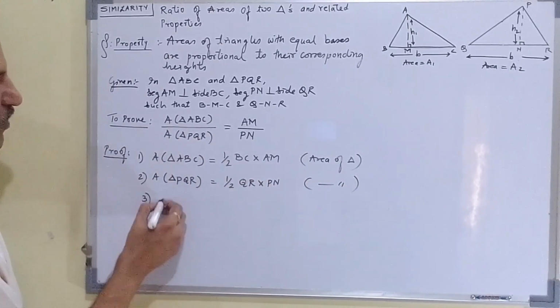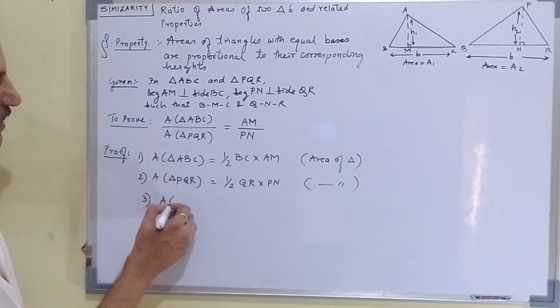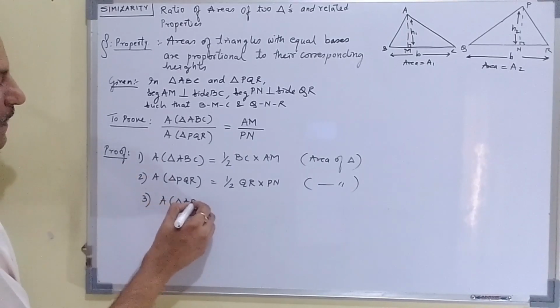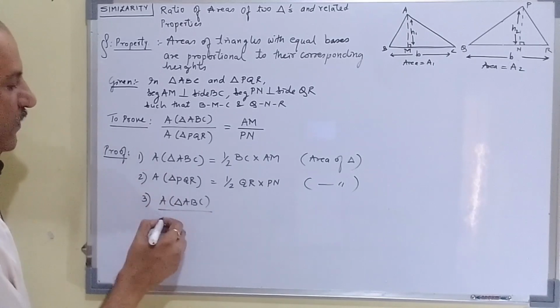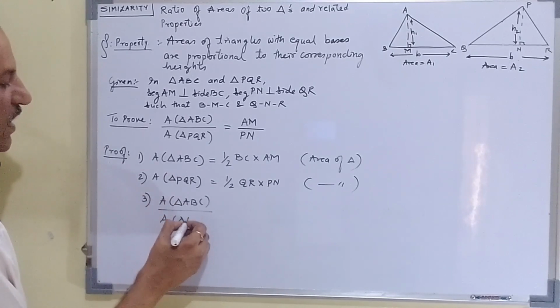Third, now we take a ratio of these two triangles. So area of triangle ABC upon area of triangle PQR.